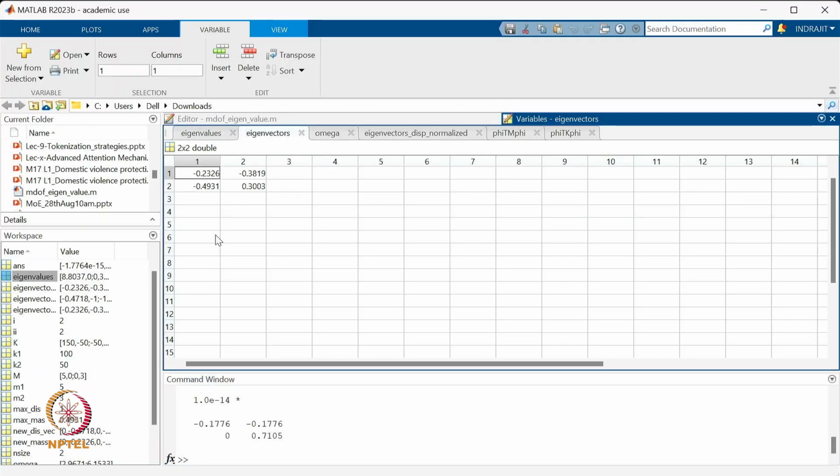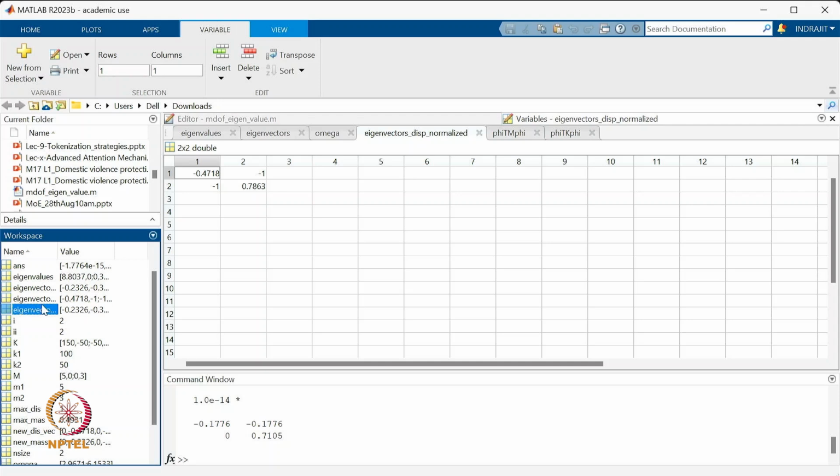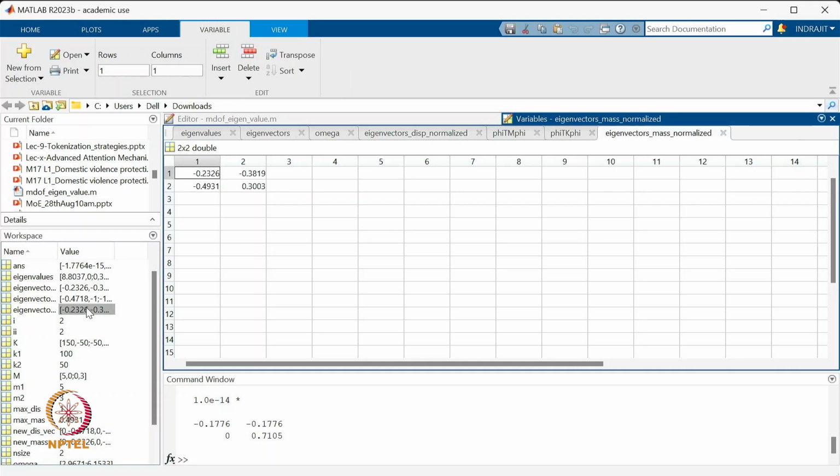So can anybody please note down what are the eigenvectors and what are the eigenvalues? Eigenvector displacement normalized. Sorry, not displacement normalized. That is the eigenvector mass normalized. Yeah, can you please note down the values? What is the eigenvector mass normalized? Just please note down the values. Okay, if you complete it, please let me know.